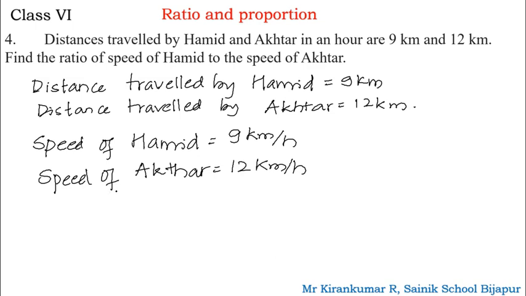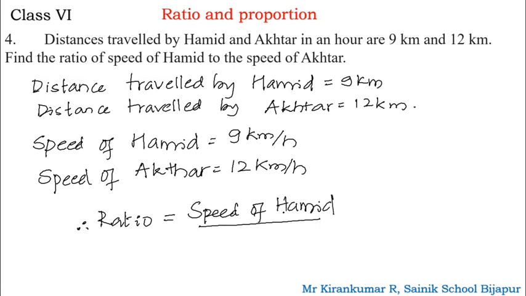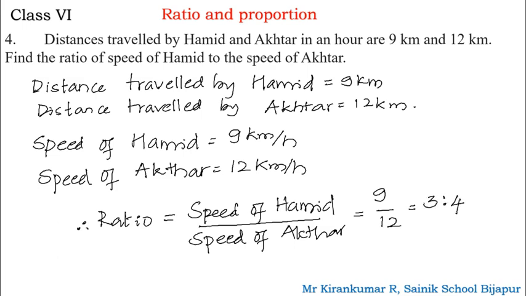Now we need to find the ratio of their speeds. So the required ratio is the speed of Hamid divided by the speed of Akhtar. Here it is 9 divided by 12. We can further simplify by dividing by 3. 3 is to 4 is the required ratio.